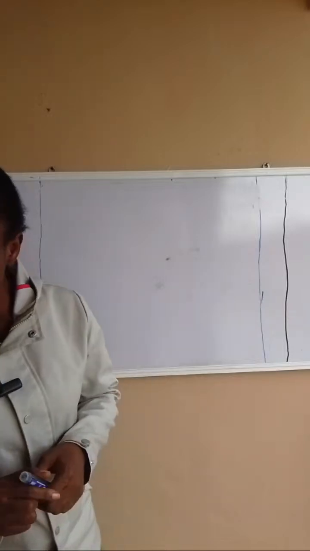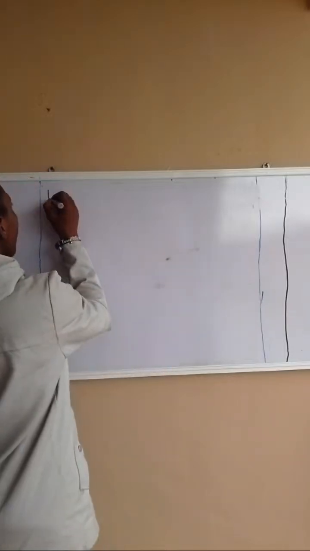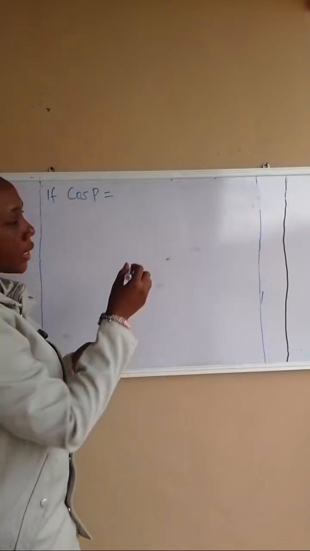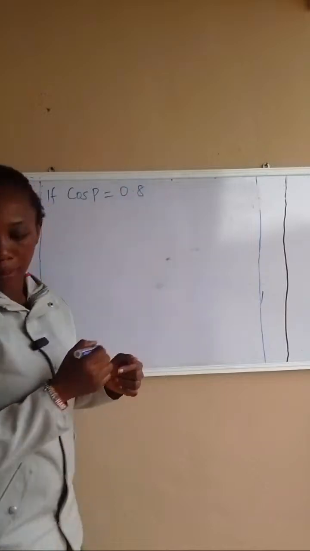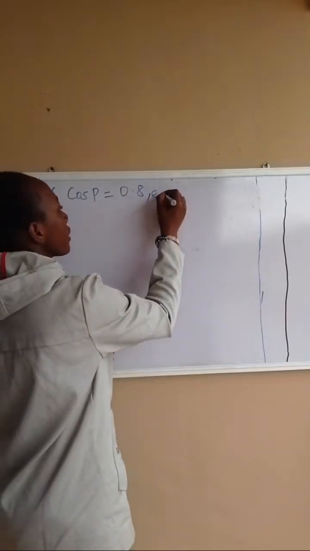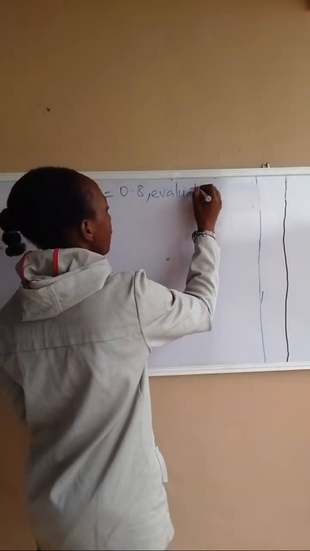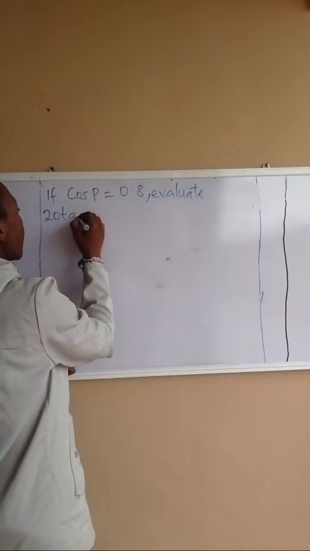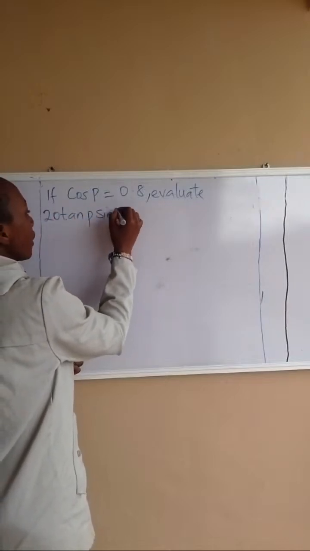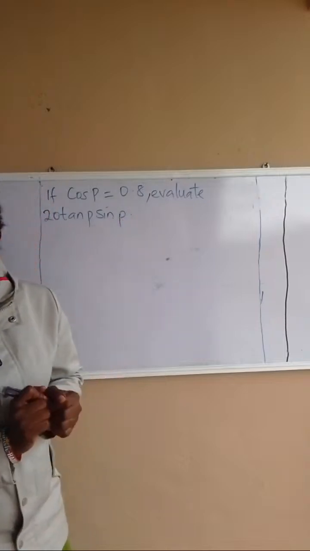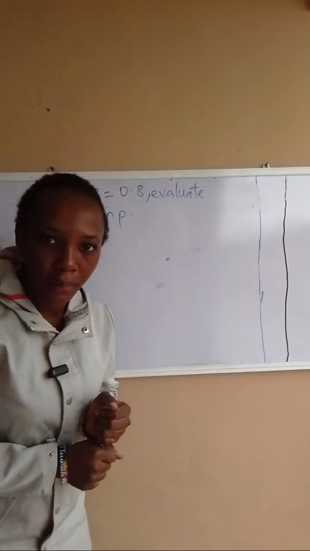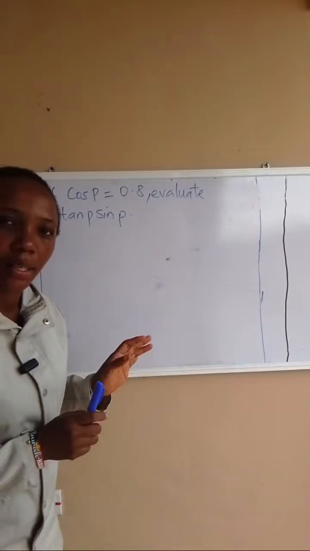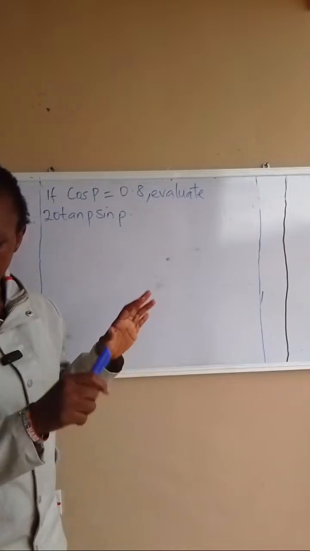The next question says, if cos P is equal to 0.8, evaluate 20 tan P sine P.